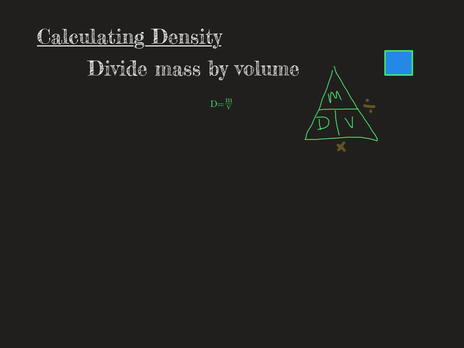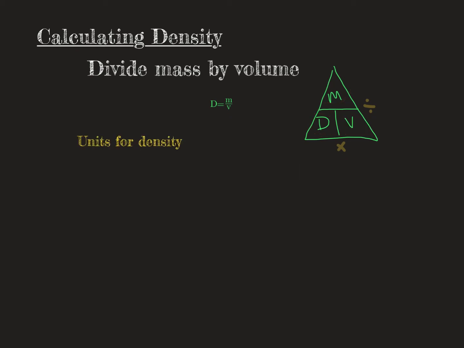If I wanted to solve for volume, I would cover up my V, and I would be left with mass divided by density. So that would look like V equals, because V is what we're solving for, that's what I have covered up, mass divided by density.